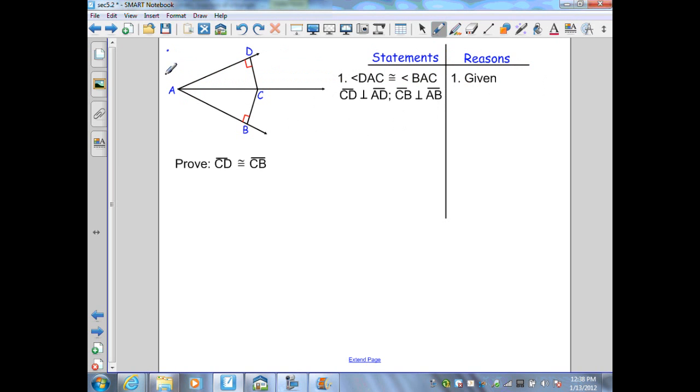Let's verify theorem 5.4 with this proof. Here we're given that angle DAC is congruent to angle BAC. And I can put my arcs in here. That's going to let me know that segment AC must be an angle bisector because it's dividing the angle DAB into two congruent angles. I'm also given that CD is perpendicular to AD and CB is perpendicular to AB. And they want me to prove that segment CD is congruent to segment CB.